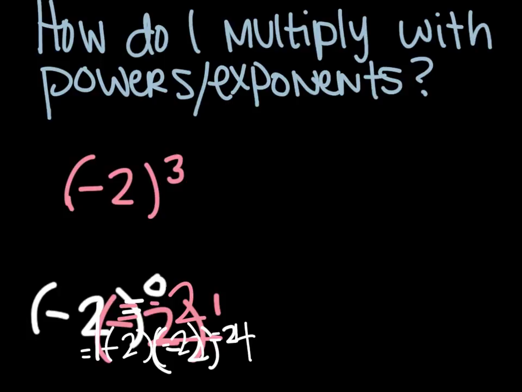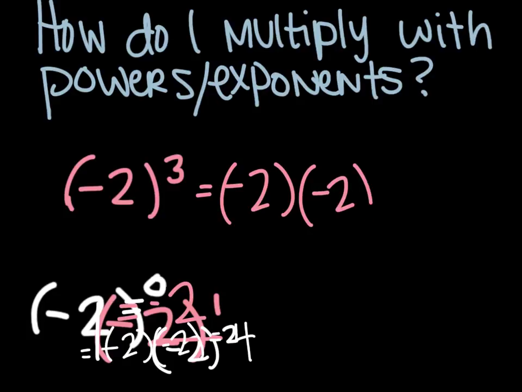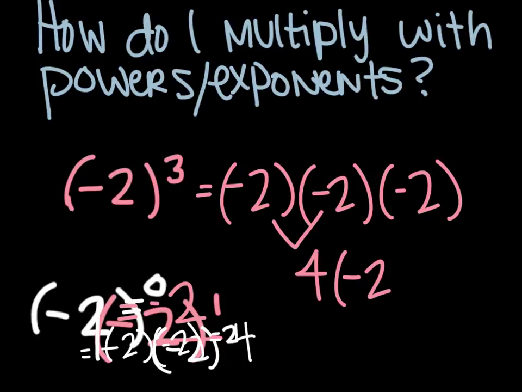And last but not least, -2 to the third power means -2 times -2 times -2. Make sure you're writing all of this out. And negative times a negative is a positive, so this would be positive 4. And then 4 times -2 would give you an answer of -8.